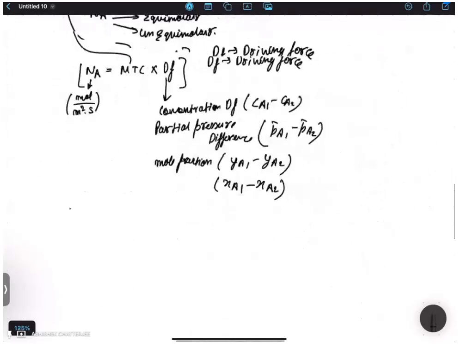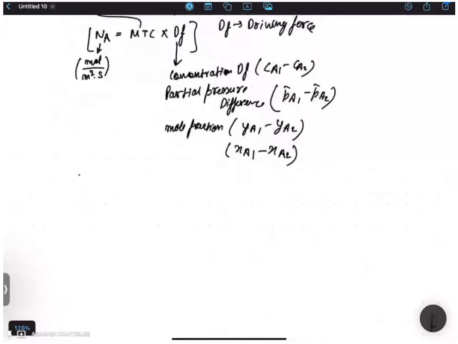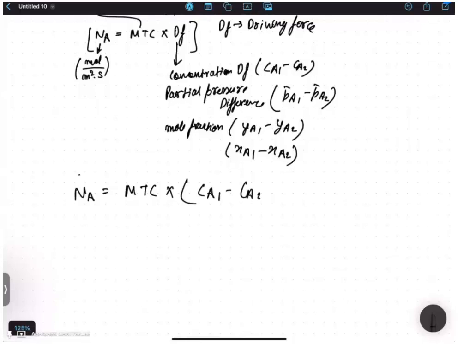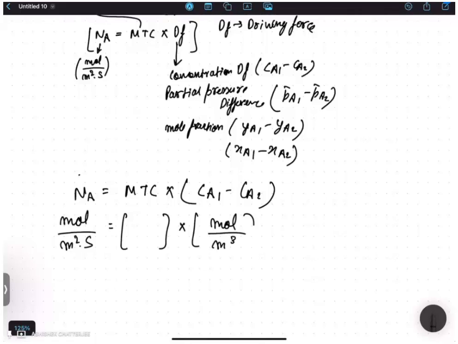Now please understand, if these are the driving forces, and if you move a little bit forward, then our Na we can write as mass transfer coefficient into, suppose we are taking the driving force as concentration, Ca1 minus Ca2. Our Na unit we already know is mole per meter square second. So we can use our unit balance and find the unit of the concentration. It will be mole per meter cube. So in that case this mole will get cancelled, and we will get this unit as meter per second, isn't it? Because meter will get cancelled, and we will get second.